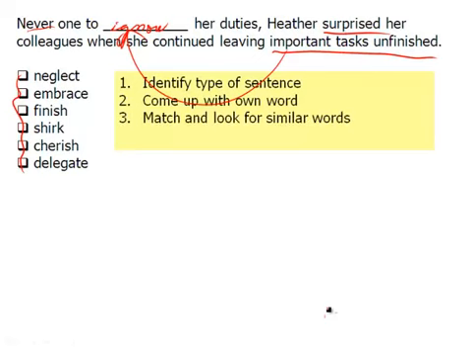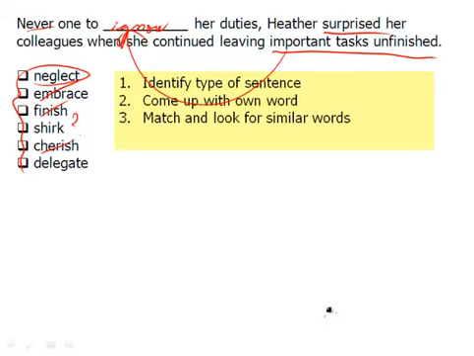Now, of course, it's time to match and look for similar words. So if you ignore something, you neglect it, that works perfectly. You don't embrace it. You definitely don't finish it. Shirk, don't know what that is. You cherish something, that's not to ignore it. And then you get to the word delegate, and you think, well, I've heard of delegate and delegate duties, and I can see that kind of makes sense. She never wanted to delegate her duties. She does them herself. And let's say you convince yourself of that interpretation.